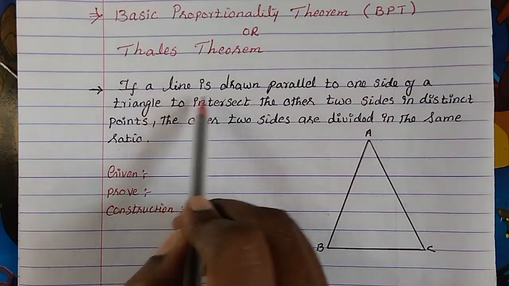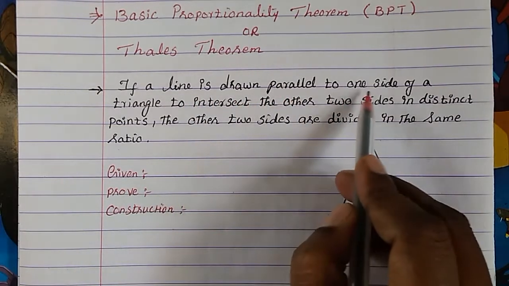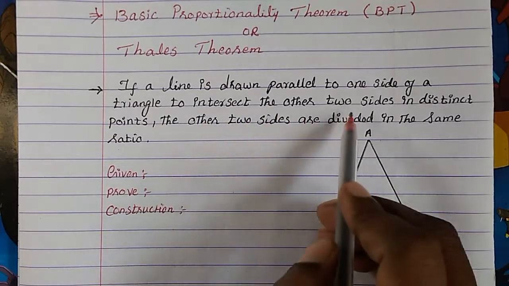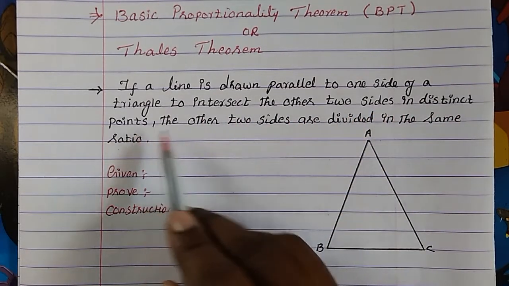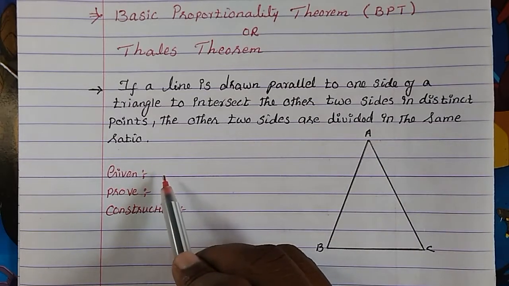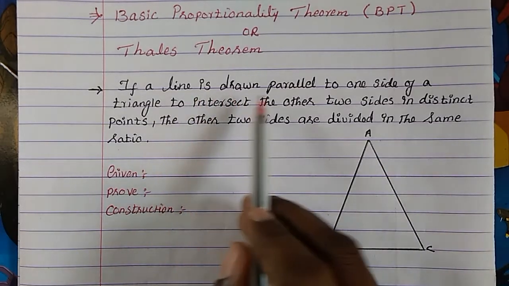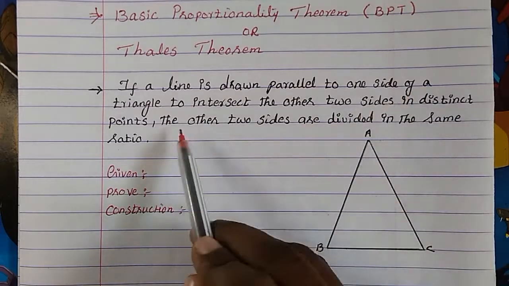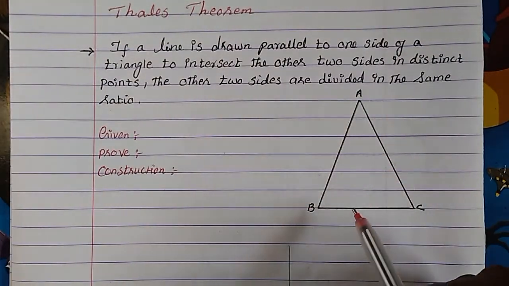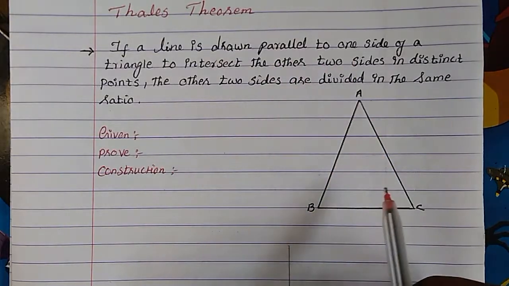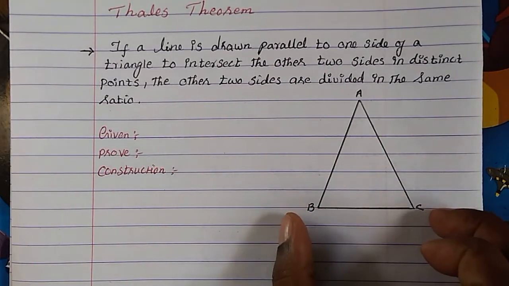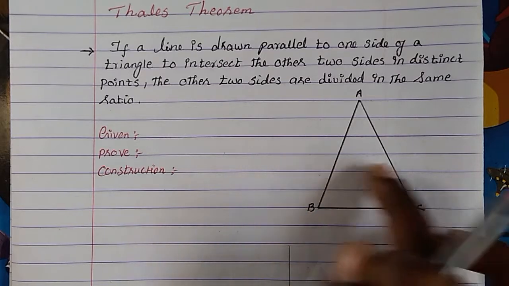If a line is drawn parallel to one side of a triangle to intersect the other two sides in distinct points, the other two sides are divided in the same ratio. So what they are trying to tell is, if a line is drawn parallel to one side of a triangle. Here is a triangle ABC. Any side we can take. Since here our base is BC, parallel to BC we will draw one line.